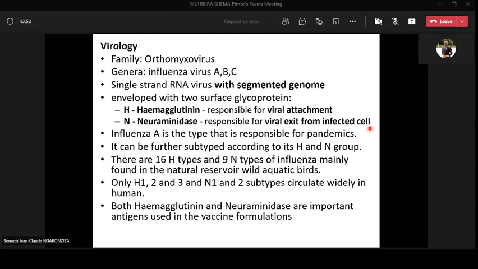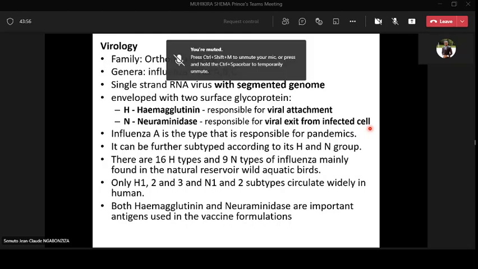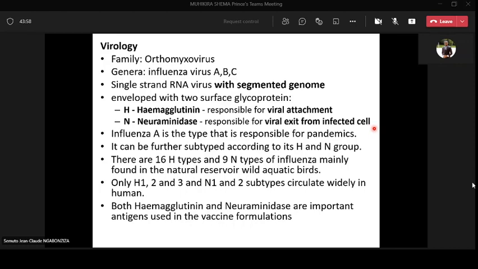So influenza A is the type that can cause pandemics, and can be further subtyped according to its H and N group. Nukuvuga izi ni antigenic. So izi group nazo twazi groupinga. There are 16 H types, serotype cyangwa antigenic type, na 9 N types cyangwa neuraminidase type of influenza. Noneho hakaza combination yazo. But only H1, 2, and 3 are for human.